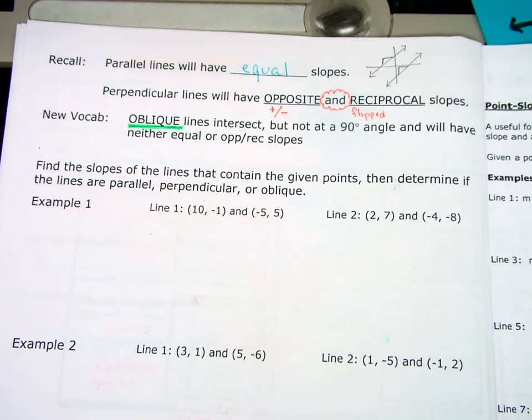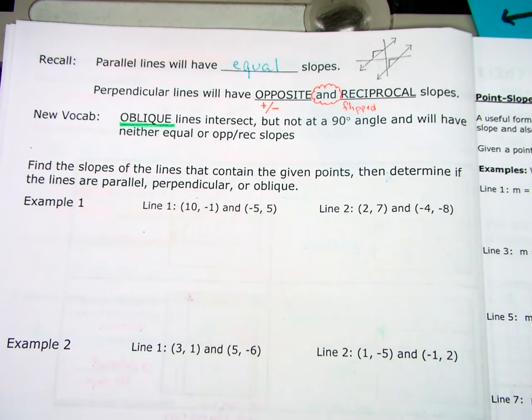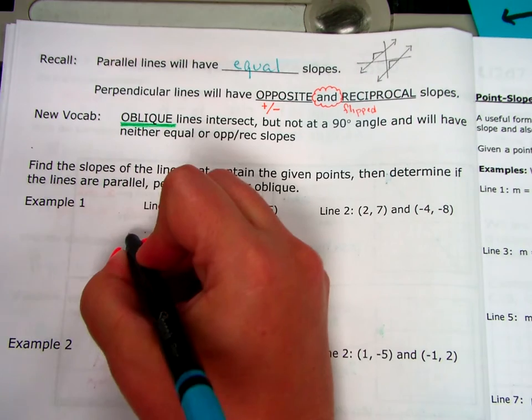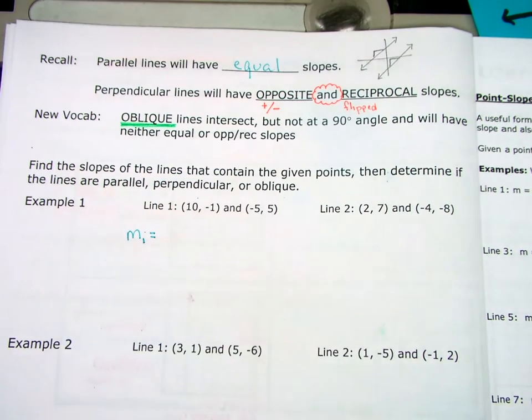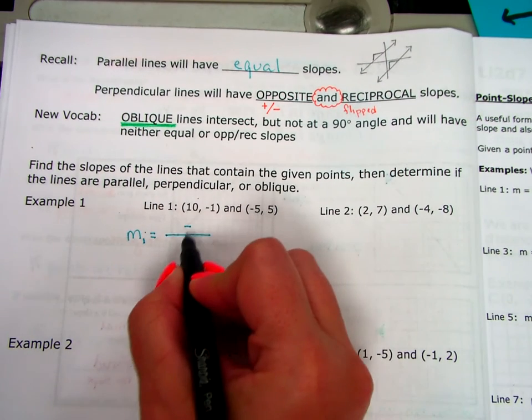So let's look at this first example here. I need to find both slopes. So for line 1, I'm going to say slope 1 equals my fraction bar, my minus.